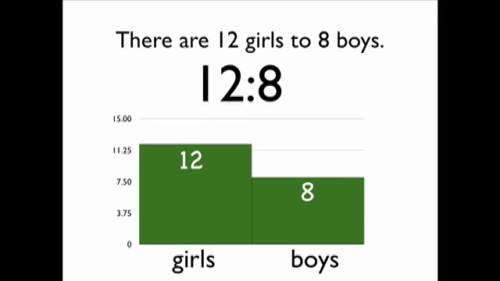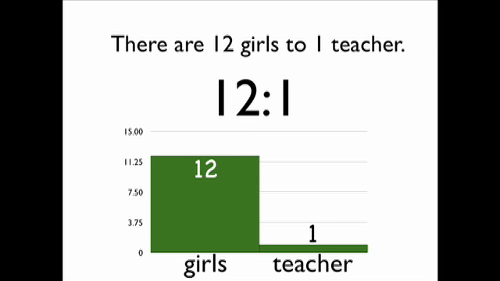In this class, there are also 12 girls to 8 boys for a total of 20 students. The ratio is 12 to 8. The bar on the left represents the 12 girls. The bar on the right represents the 8 boys. There are also 12 girls to the 1 teacher. The ratio is 12 to 1. The left bar represents the 12 girls, while the right bar represents the 1 teacher.